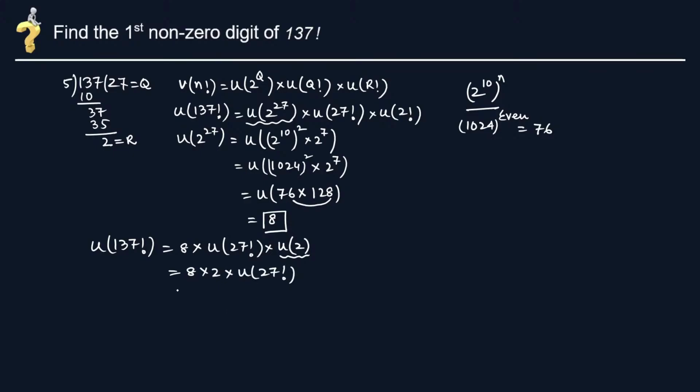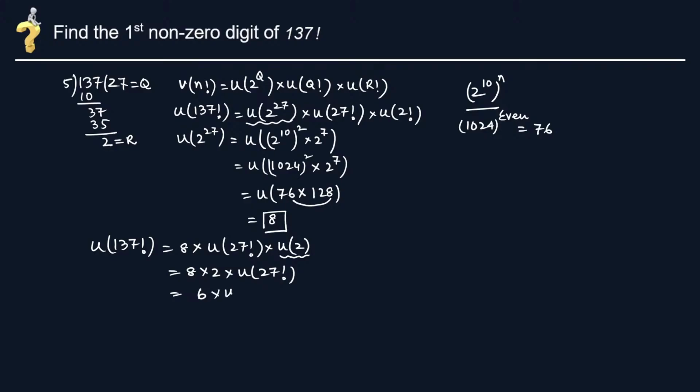27 factorial. So now 8 2s are 16. So what will be the last digit? The last non-zero digit will be nothing but 6 here. So write down only 6. No need to write down 16 because we don't know the 10th place. We don't want the 10th place of that number. So that is why simply consider the unit digit number, right?